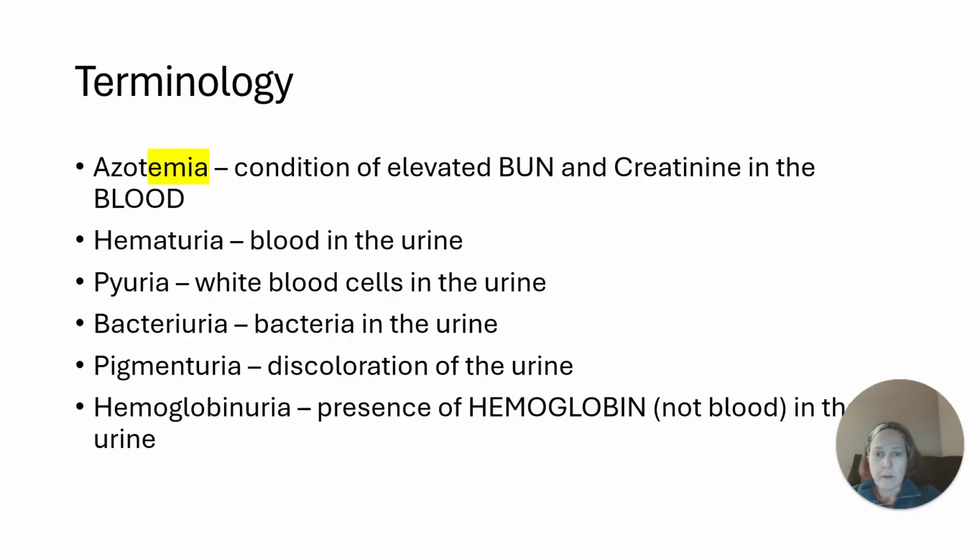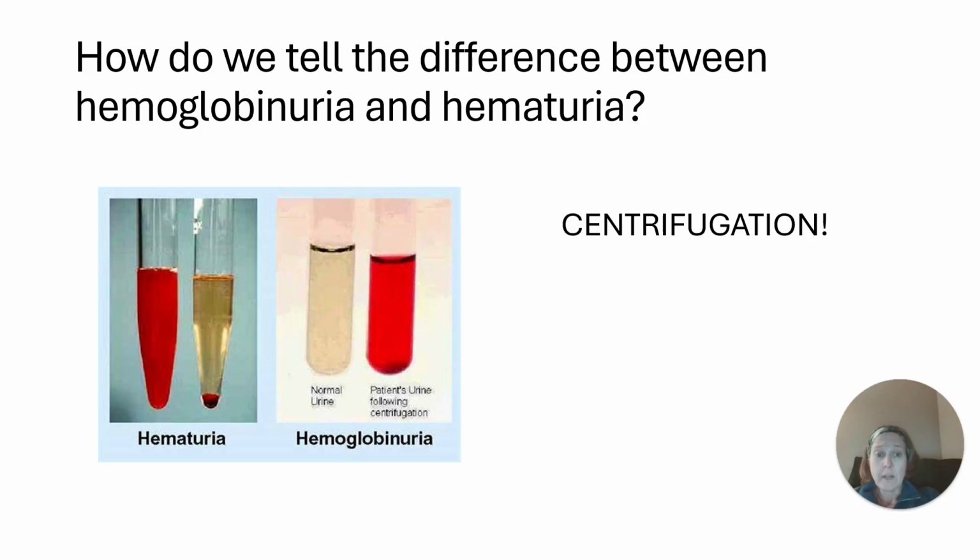Hematuria, blood in the urine. Pyuria is white blood cells in the urine. Bacteriuria is bacteria in the urine, whereas pigmenturia is discoloration of the urine. It can be due to hemoglobin, in which case it is hemoglobinuria. It can also be due to myoglobin, which is secondary to muscle damage.